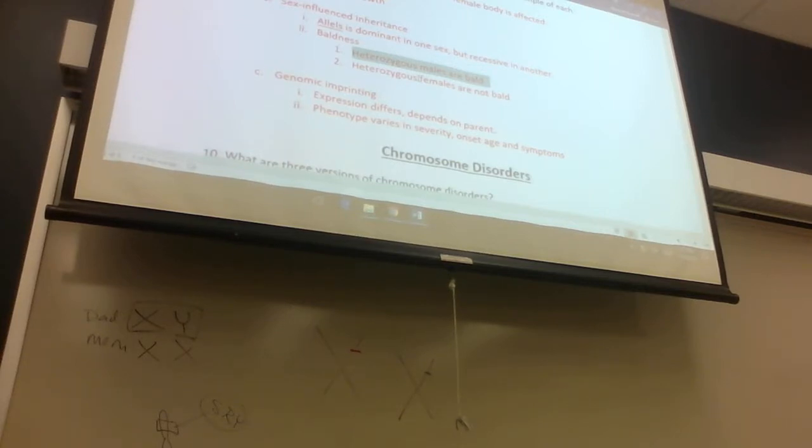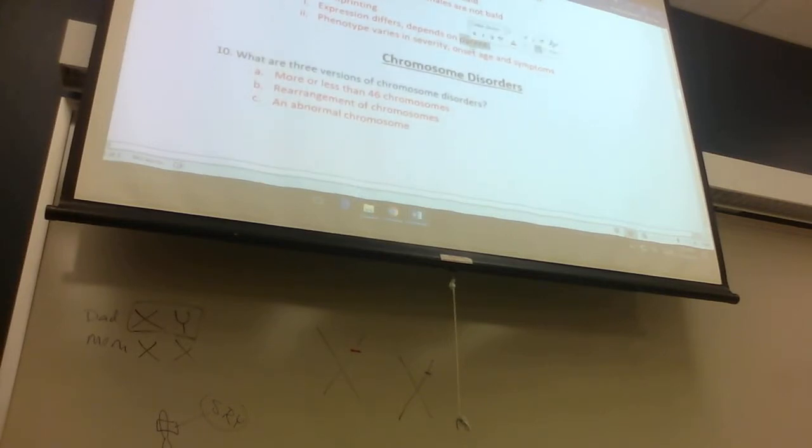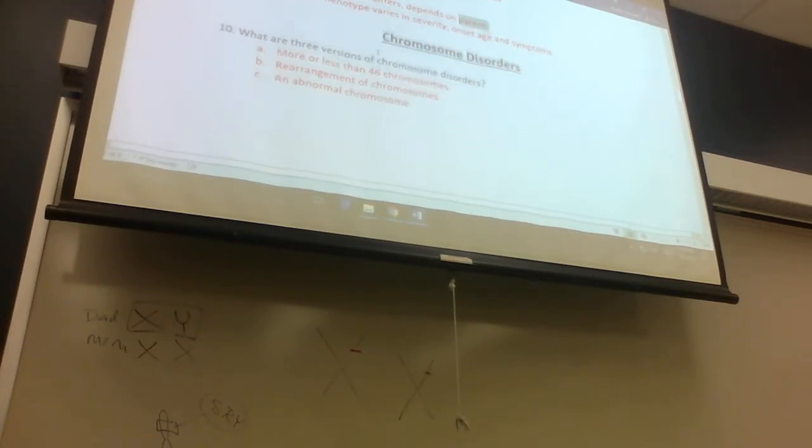Genomic imprinting. Expressions are different, but this depends on the parent. The phenotype varies in severity, onset of age, and the symptoms. So the phenotype could be like the disease or what's physically there. Let's say diabetes. The diabetes disease varies. Some people have really bad diabetes based on severity. Some people have different kinds of diabetes based on the age, and they have different symptoms. But it kind of depends on the parent and if you get that from them. Yeah, this is boring.